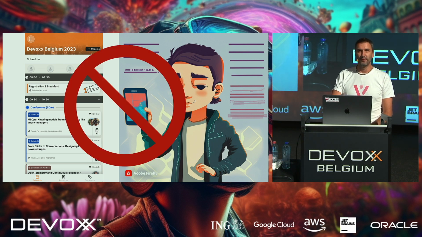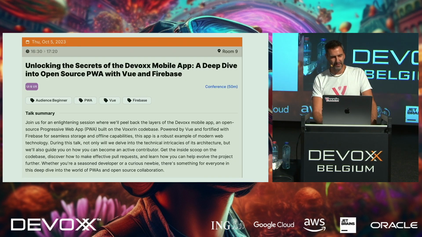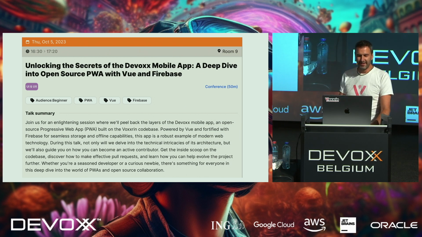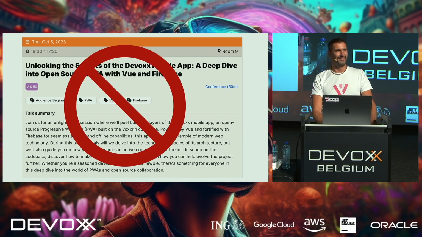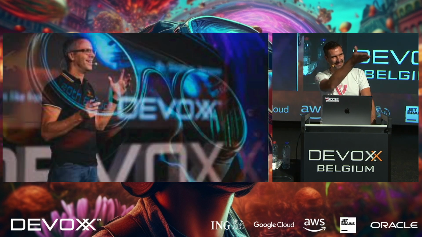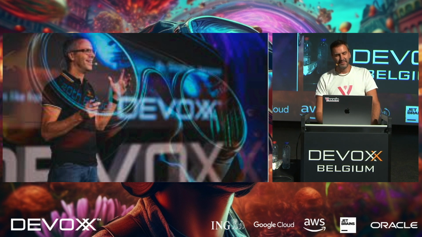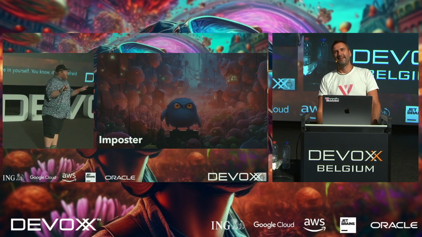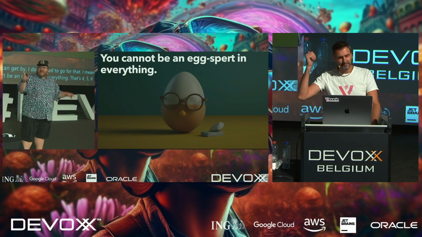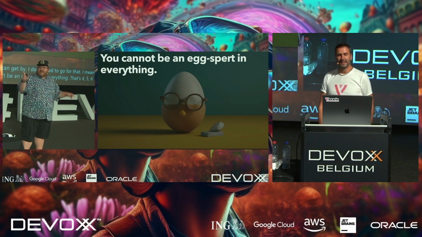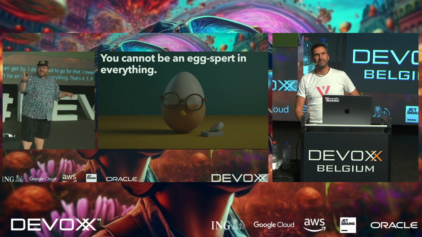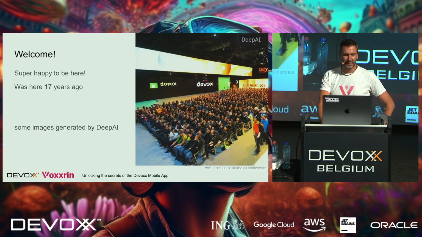So maybe you would expect to have the main developer of the app in front of you, but no, I'm not the main developer of the app. And even the talk title and the talk summary, I didn't write them, actually. It was Stefan here who wrote them. So I'm definitely an imposter for this talk, but still, as Don said yesterday, you cannot be an expert in everything, so it's fine to be an imposter. So let's start this talk.